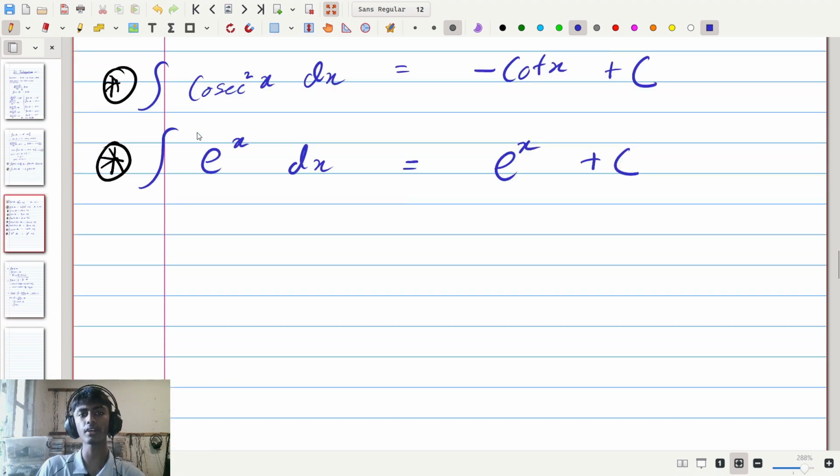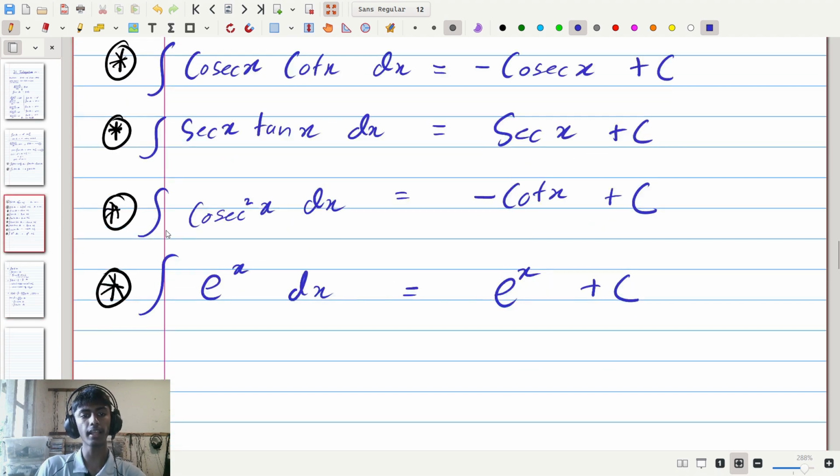Now going up here, recall that we had that the integral of cosecant squared of x is equal to negative cotangent x plus c.